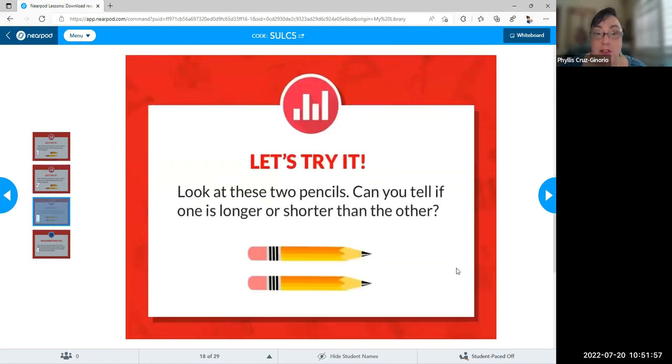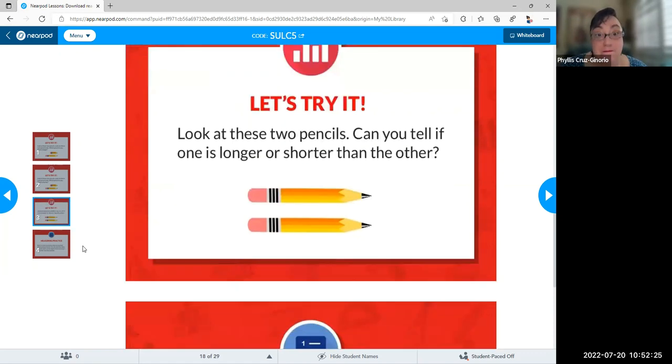And look at these two pencils. Can you tell if one is longer or shorter than the other pencil? You're right. They're the same. It would be so much harder to tell that if they weren't lined up. Yeah. If one pencil started over here and the other pencil started over here, it would be so hard to tell that they were the same length. Oh, now I get it, Mrs. Cruz. That's why we line them up.